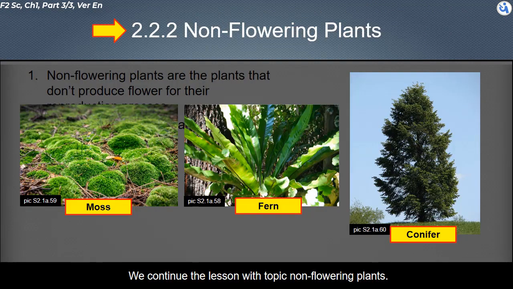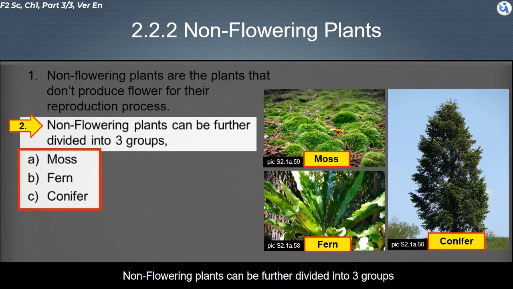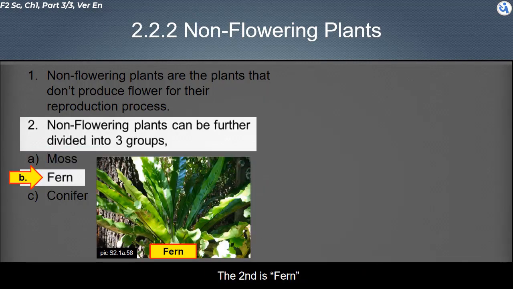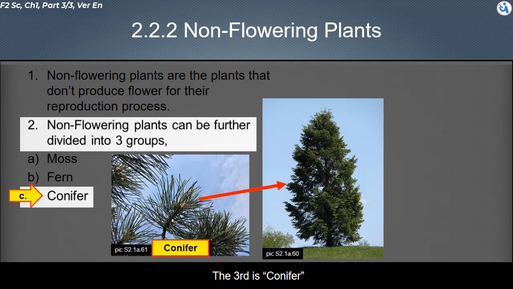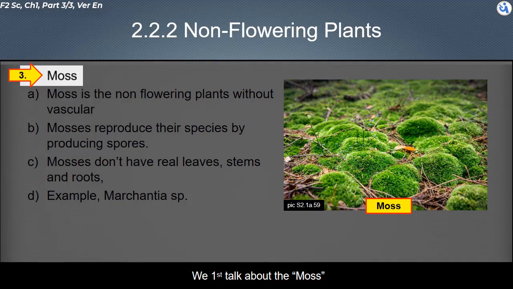We continue the lesson with the topic, non-flowering plants. Non-flowering plants are the plants that don't produce flowers for their reproduction process. Non-flowering plants can be further divided into 3 groups. The first is moss. The second is fern. The third is conifer. These 3 groups of the non-flowering plants will be detailed in the coming section of the lesson. We first talk about the moss.